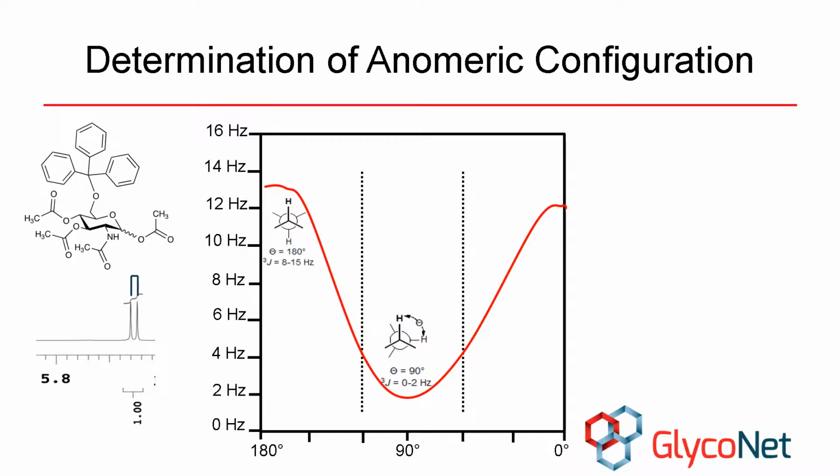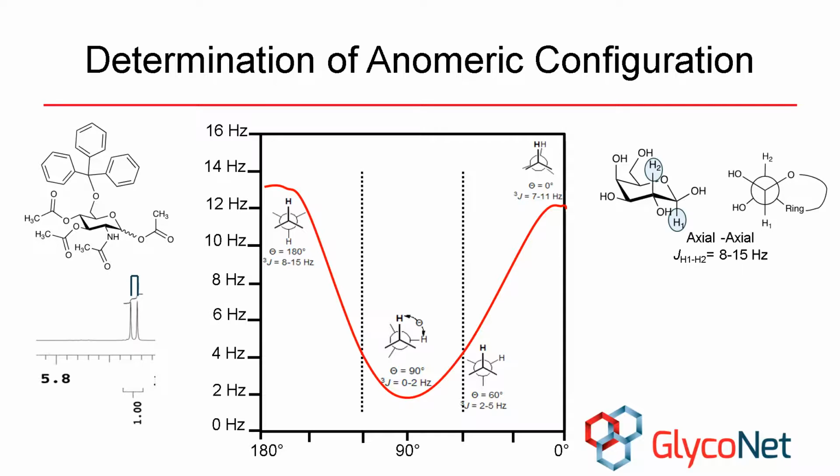Once the angle begins to get smaller than 90 degrees, the interactions begin to increase once again, resulting in larger coupling constants. When the hydrogens are gauche to one another, or the torsional angle is approximately 60 degrees, we see that the expected coupling constant is between 2 and 5 Hz. When the hydrogens are eclipsed or the torsional angle is 0, we have large coupling constants that are between 7 and 11 Hz. If we look at this in relation to sugars, we see that when we have two adjacent hydrogens that are in the axial position to one another, they will have very large coupling constants because the torsional angle between them is 180 degrees.